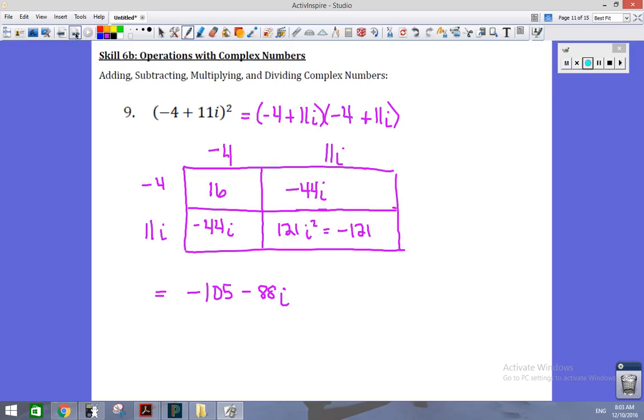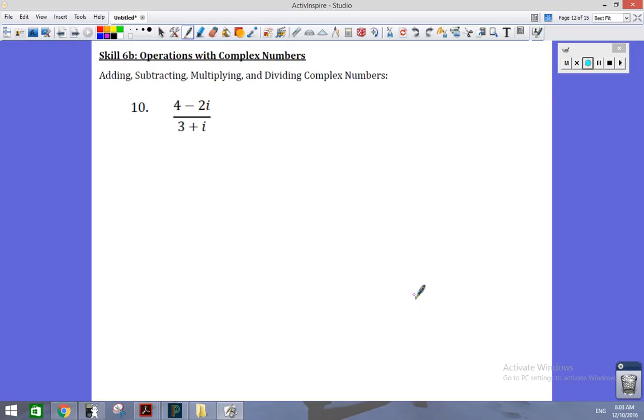Let's move on. So now we've looked at addition and subtraction of complex numbers. We've looked at multiplication of complex numbers. We've considered a special case of multiplication of complex numbers when you have complex conjugates and how easy it is, and it's not necessary to always construct a table in that case because the complex conjugates are always going to yield an answer of a squared plus b squared.